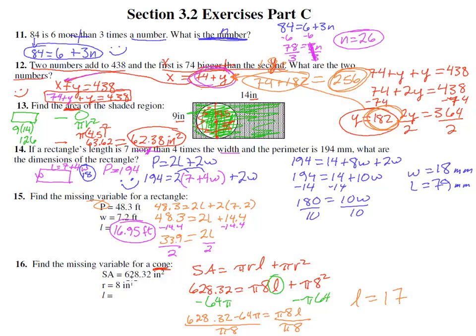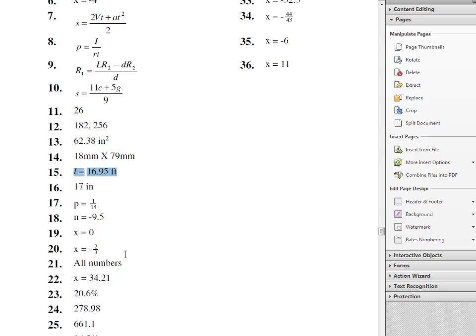17. Surface area was in inches squared. Good. Radius in inches. So the slant height is just a measure of distance. So it is in inches. It's not an area or a volume. So the slant height must be 17 inches. Let's check our answer. 17 inches. Excellent.